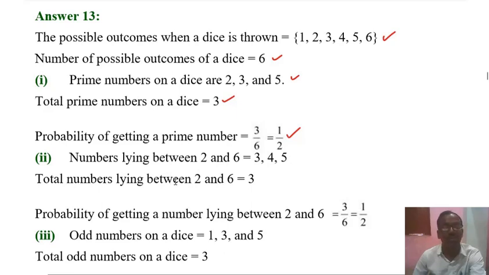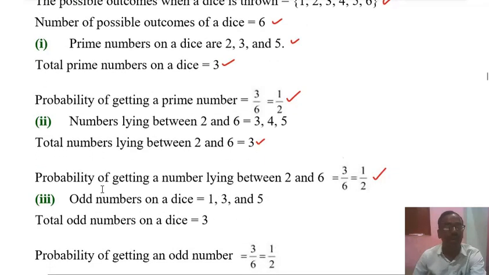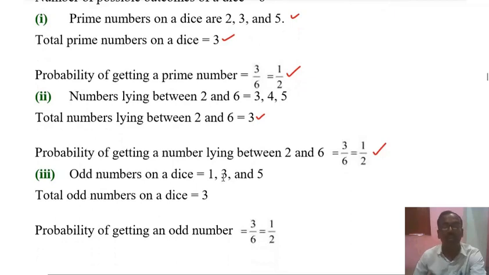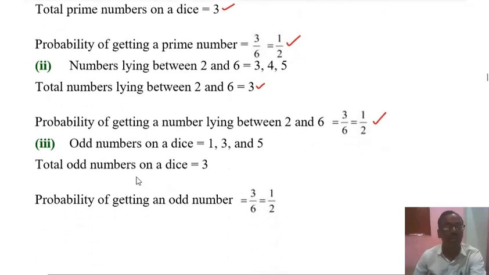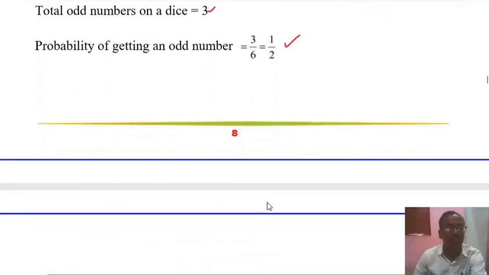The total number of numbers lying between 2 and 6 is 3. So the probability of this one will be 1 by 2. And odd numbers on a dice are 1, 3, 5. So the total number of odd numbers on a dice is 3. And the probability of getting an odd number is 3 by 6 equals 1 by 2. So the probability of this one will be 1 by 2.